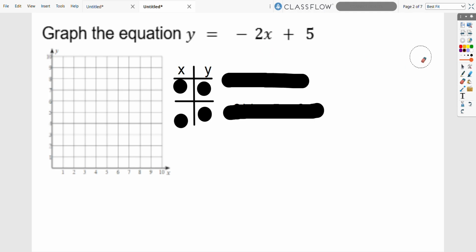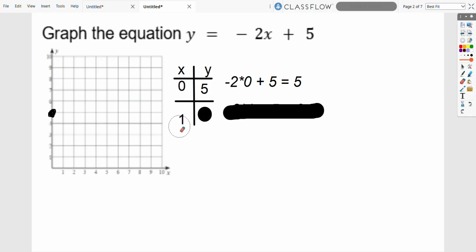So we have a basic equation, y equals negative 2x plus 5. We look at the x-axis. We see that it starts with 0. I always recommend starting with 0. It'll make things easy. We plug that into the x. We get negative 2 times 0 plus 5, and that gives us 5. There's our first point. And then we plug in the number 1. When we plug in the number 1, we get negative 2 times 1 plus 5, which gives us 3. 1, 3. There is our next point. Then we can use the pattern to get another one.